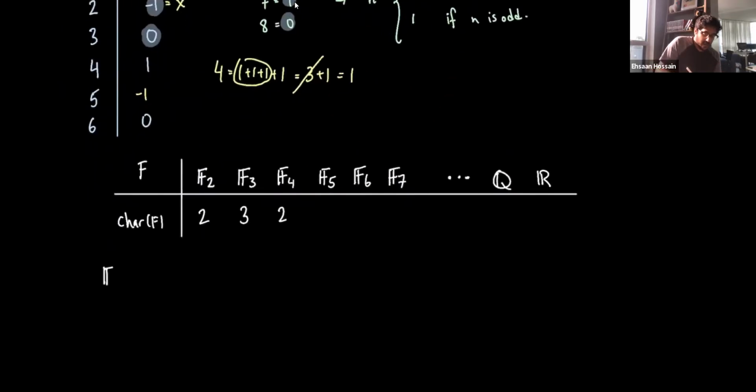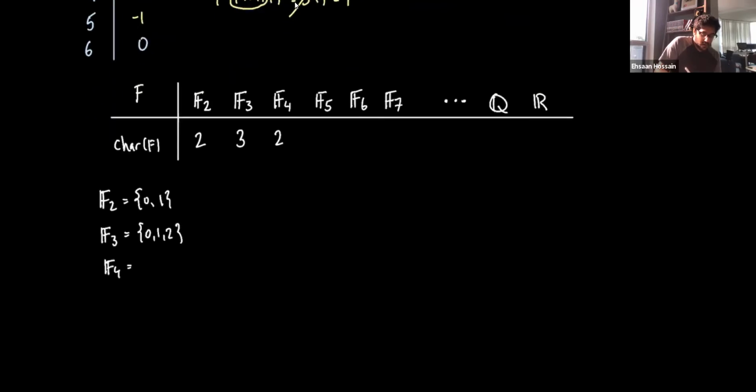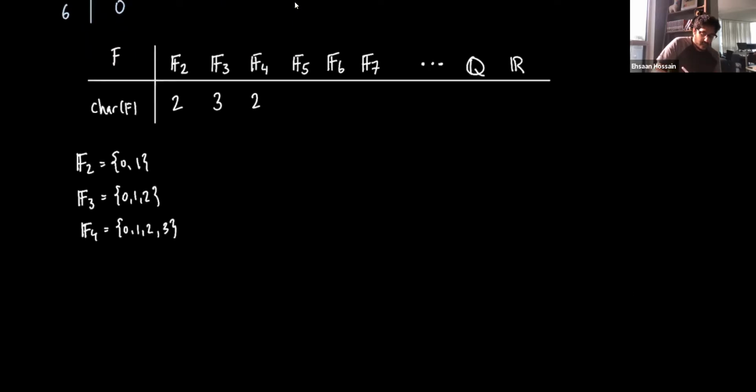Here's why. F2 is 0, 1. F3 is 0, 1, 2. F4 is 0, 1, 2, 3. And addition is done by wrapping around, kind of like here. Oh, actually, no, this is wrong. F4 is 0, 1, A and B. It's not 0, 1, 2, 3. Let me give you an example of what F5 is.